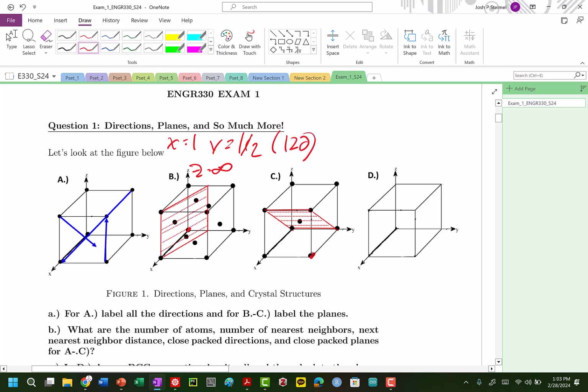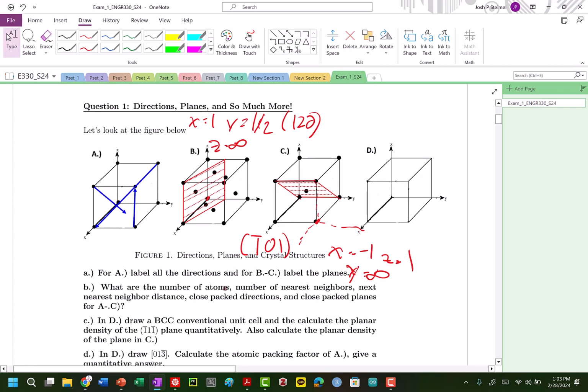What about here? I need to switch my origin. So actually I'm going to go like this. In my new origin, what's my x-intercept? -1. What's my y-intercept? Y is infinity. What about my z? 1. So that's going to leave me with 1/2, 0, 1. There we go.